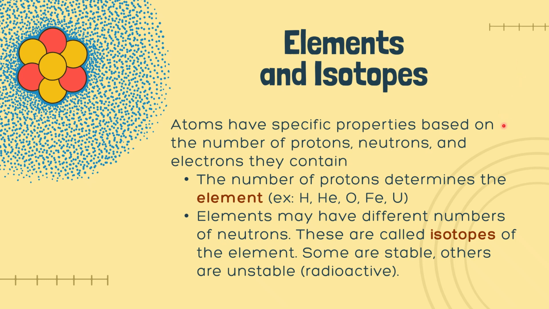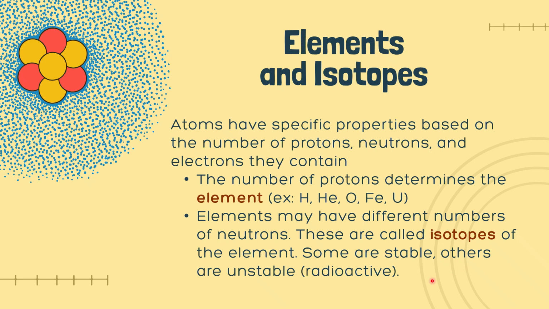All of the atoms that have the same number of protons are called elements. So every single element will have the same number of protons. If you have one proton, you are a hydrogen atom. If you have two protons, you're a helium atom, and so on and so forth. So while elements all have the same number of protons, they may have different numbers of neutrons. And when that happens, when you have more or fewer neutrons, you call those isotopes.